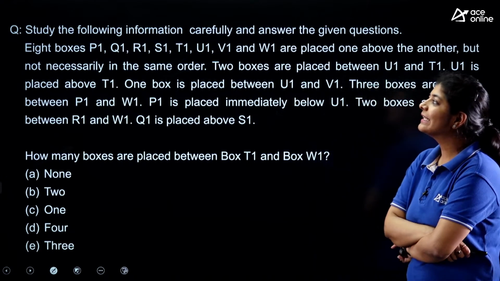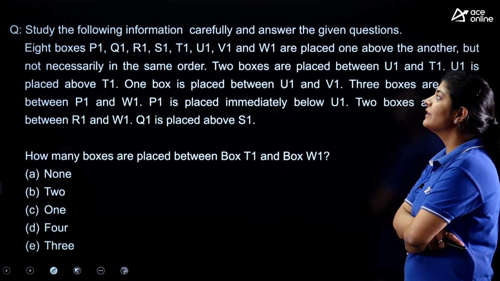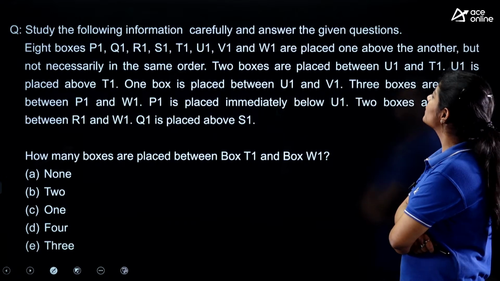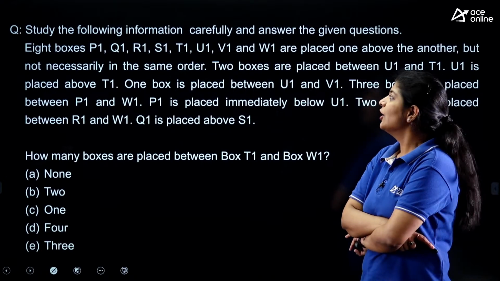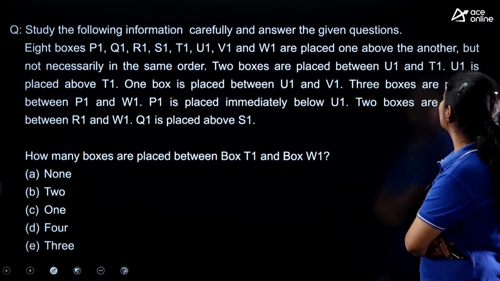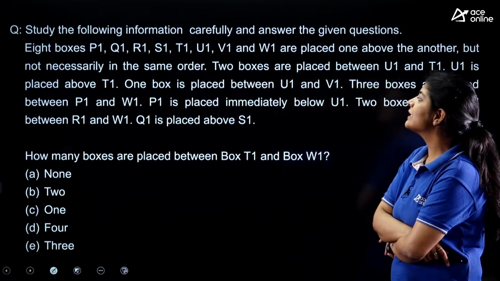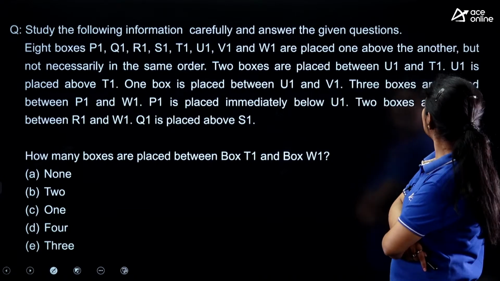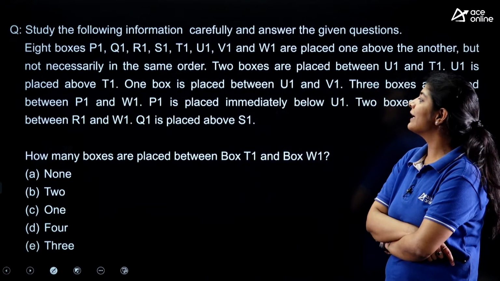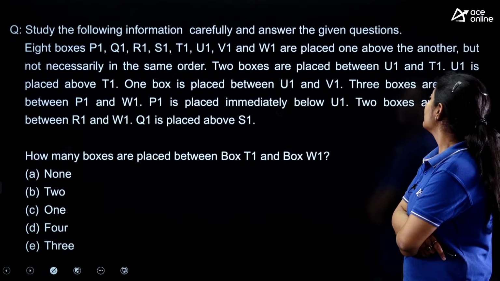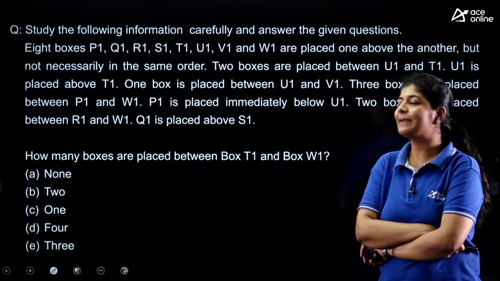So the question is saying that 8 boxes P1, Q1, R1, S1, T1, U1, V1 and W1 are placed one above the another but not necessarily in the same order. 2 boxes are between U1 and T1. U1 is placed above T1. 1 box is between U1 and V1. 3 boxes are placed between P1 and W1. P1 is placed immediately below U1. 2 boxes are placed between R1 and W1. Q1 is placed above S1.